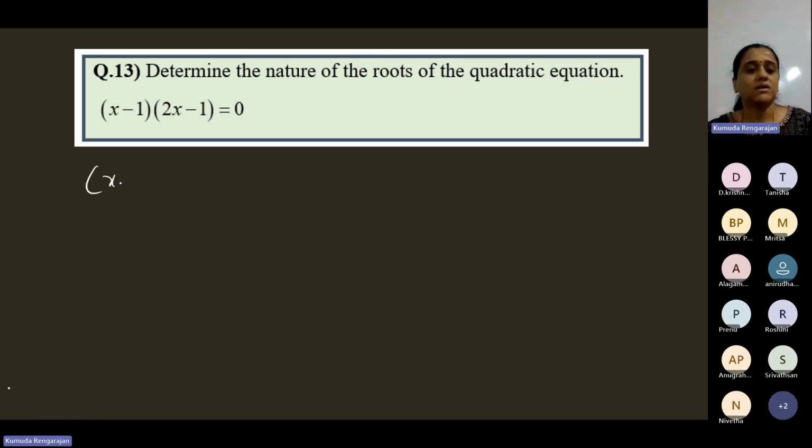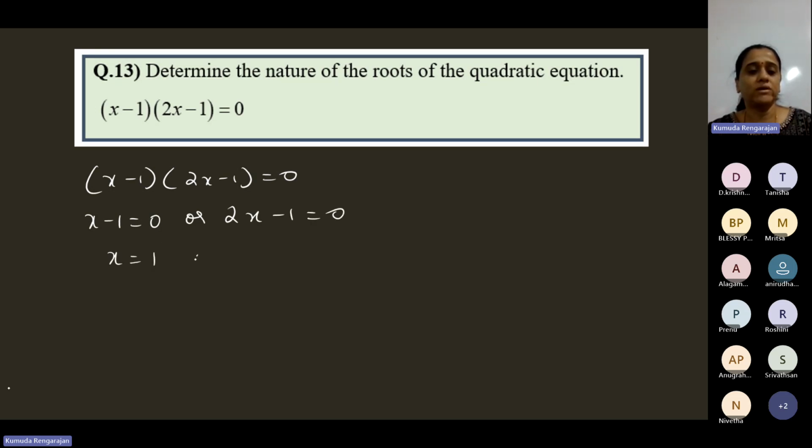So x minus 1 into 2x minus 1 is equal to 0. This means x minus 1 is equal to 0 or 2x minus 1 is equal to 0, which means x is equal to 1 or x is equal to 1 by 2. So the equation has real and distinct roots. Normally we go through b square minus 4ac. But to answer a question, there is no rule that you have to use a particular method. You have to answer the question in a correct way, using some correct logic or some correct concept. That's all.